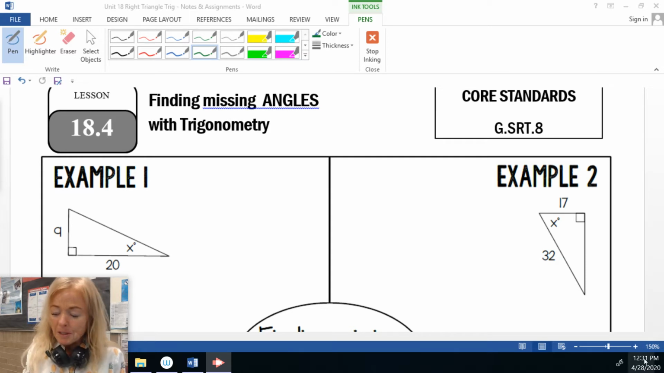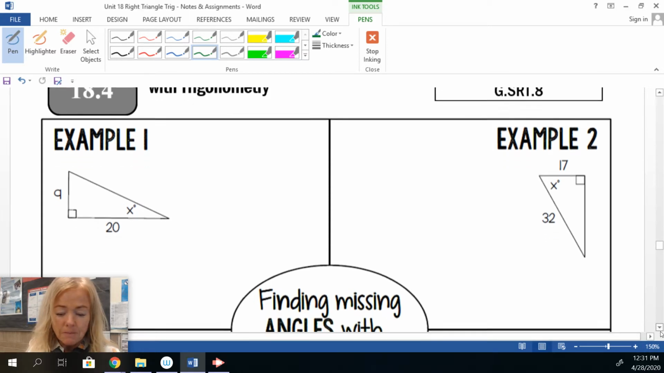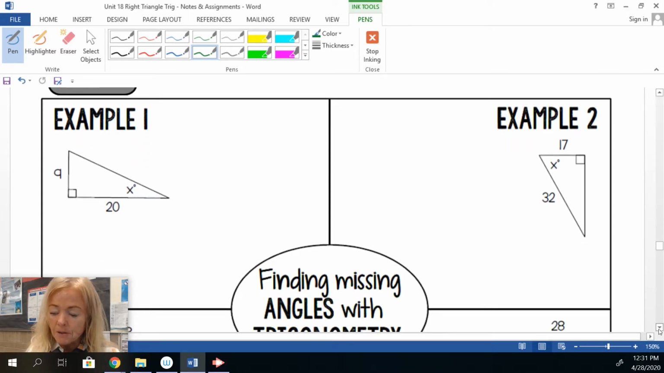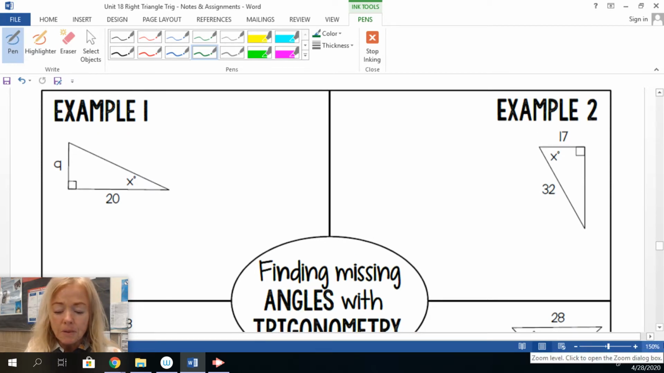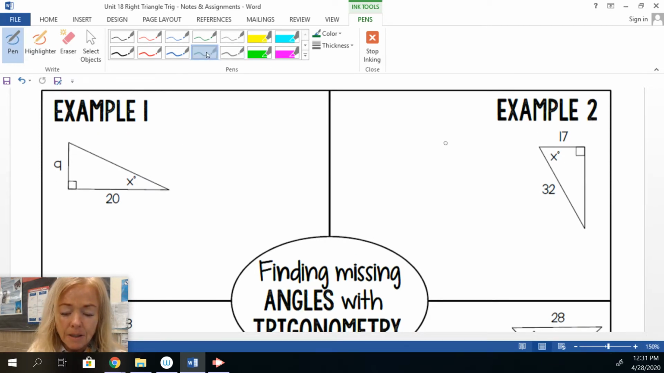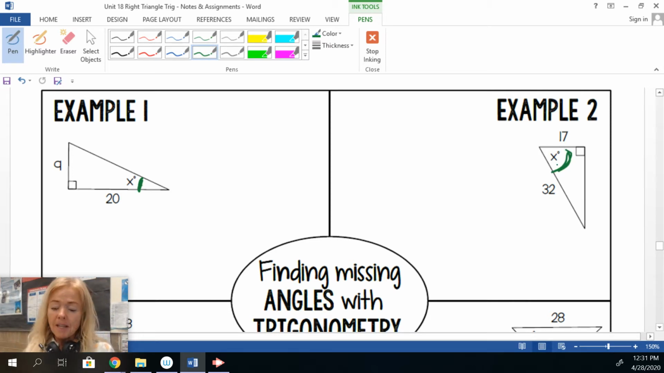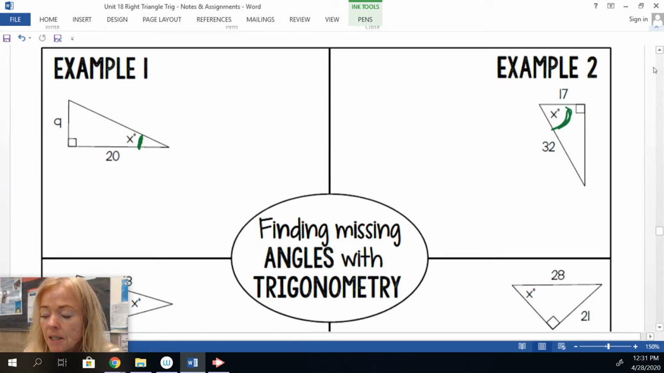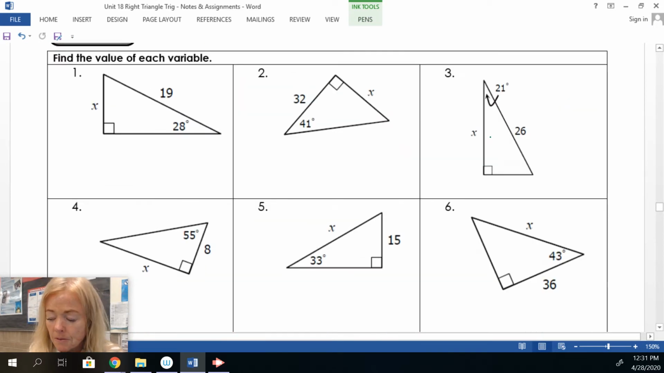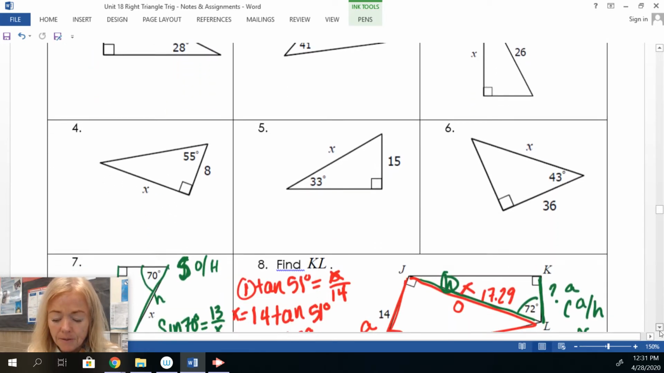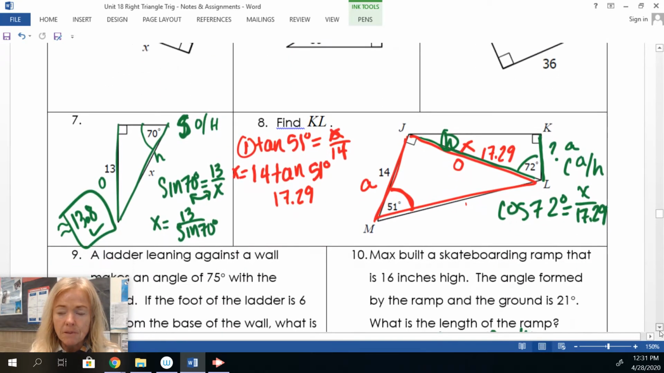So you'll notice with these problems here, example 1 and 2, I'll put those up. You'll note that it is now the angle that we don't know. That's a little bit different than not knowing the sides. So if it's the angle we don't know, then we have to use what we call inverse functions. Inverse functions allow us to find the angles.